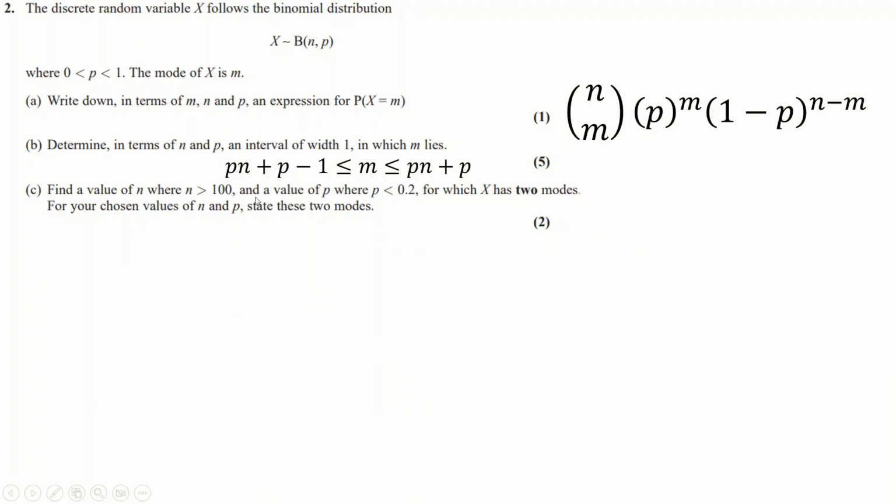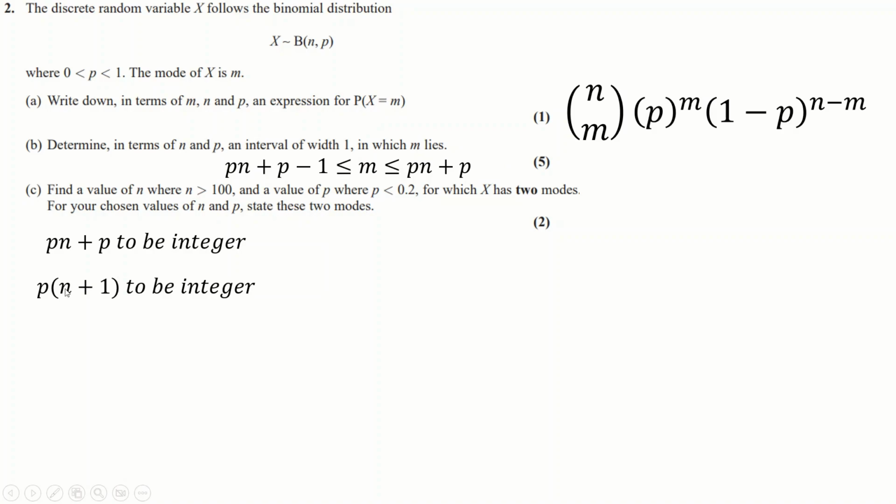Find a value of n such that there are two modes. Well, look at this carefully. If this is width 1, this thing here is 1 less than that. Now that's fine if this thing here was 1.5 and this was 2.5, because you could say the mode was 2, which is a nice whole number. But if this was a whole number, then that would be a whole number, and m can't be sandwiched between two whole numbers and not be equal to one of the two, therefore making you have two modes. So we just require one of these two things to be a whole number or an integer.